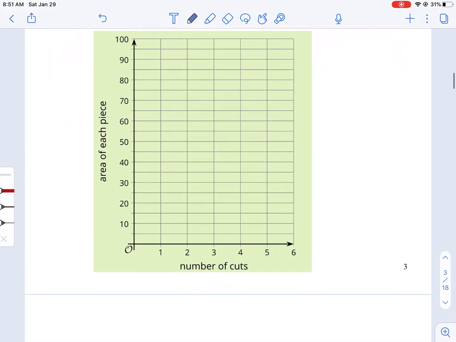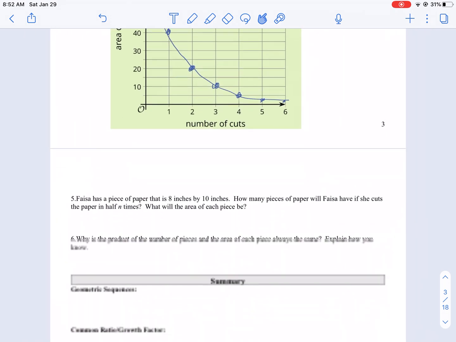Sketch the area. So 1 piece started at 80, then it dropped down to 40, 20, 10, 5, 2.5, and it keeps getting smaller. So if you remember, these are those exponential equations there.